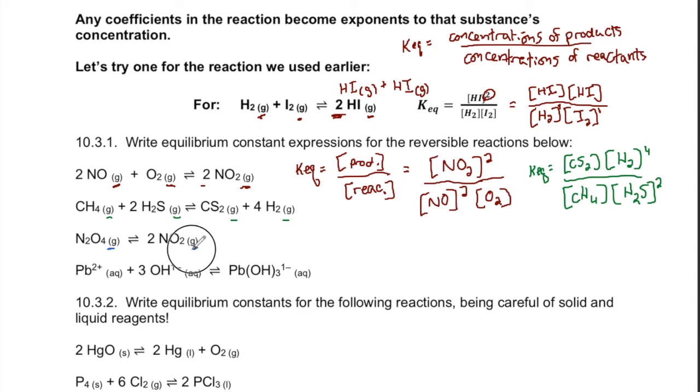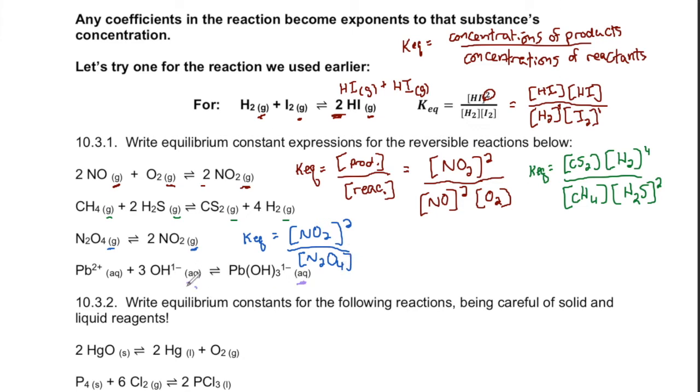For this one over here, we have both of them being gas. So the products are NO2 with an exponent of 2. The reactants is N2O4 with an exponent of 1 that we don't have to write.